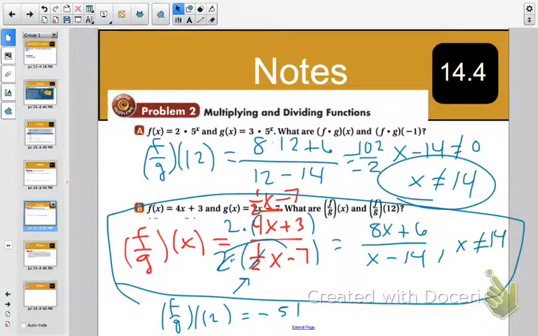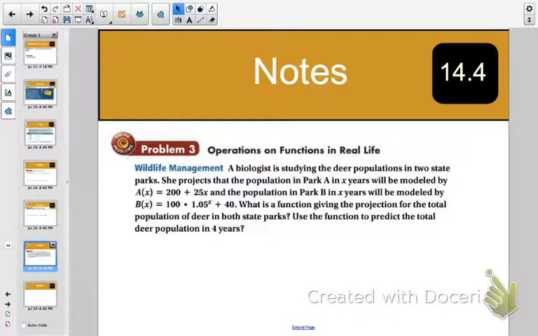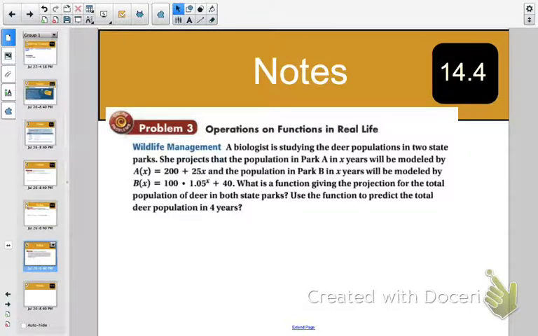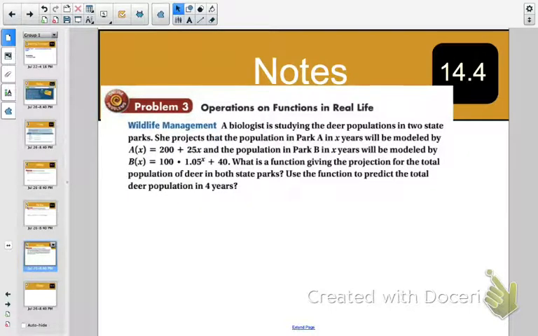And that's division. Okay, and then we just have this wildlife management problem number 3 here. A biologist is studying the deer population in 2 state parks. She projects that the population in Park A in x years will be modeled by A of x equals 200 plus 25x. The population in Park B in x years will be modeled by B of x equals 100 times 1.05 to the x plus 40. What is a function giving the projection for the total population in both parks? So when it says total in both parks, we know that we need to combine the two by addition. Use the function to predict the total in 4 years.